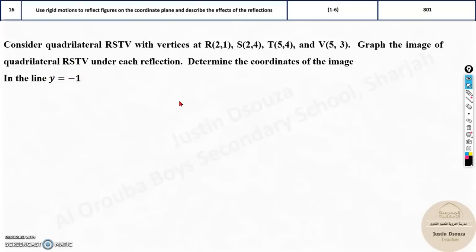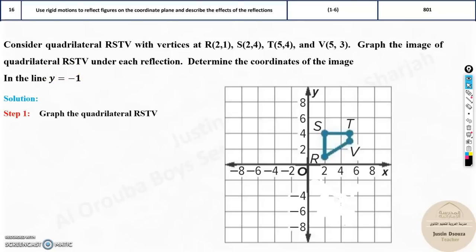How would you do it? First, you need to draw these particular coordinates. R is 2 comma 1, S is 2 comma 4, T is 5 comma 4, and V is, as you can see, all this is plotted. Then you need to see the line y equals -1. You should draw a line over there, and the reflected figure must be the same distance from this line.